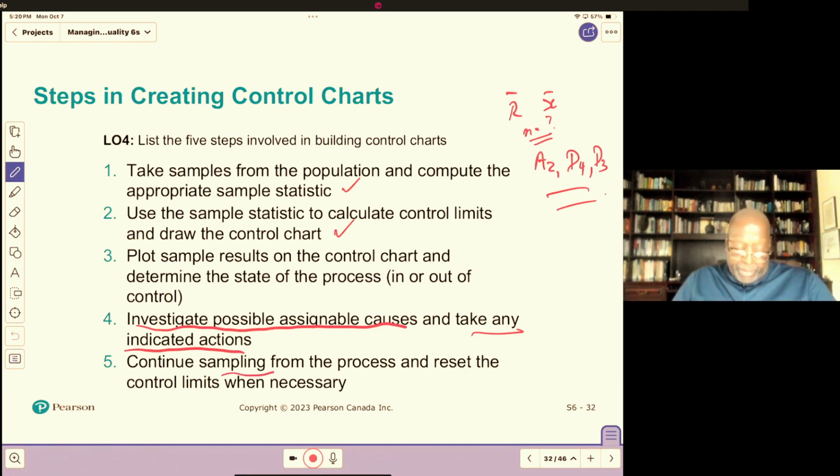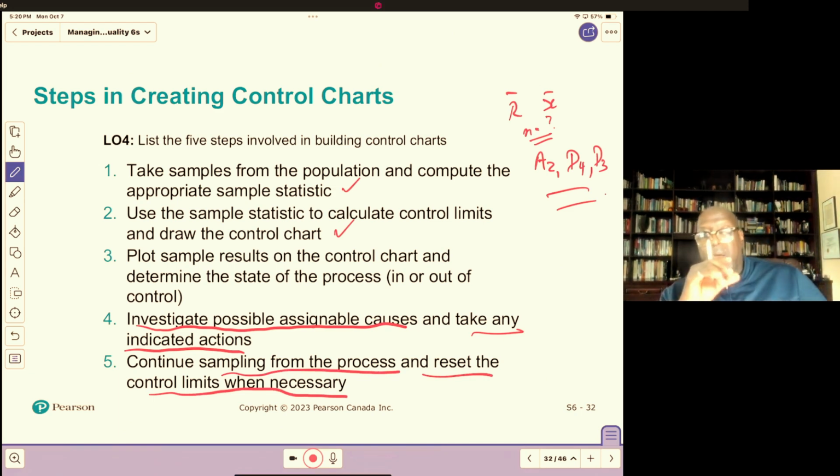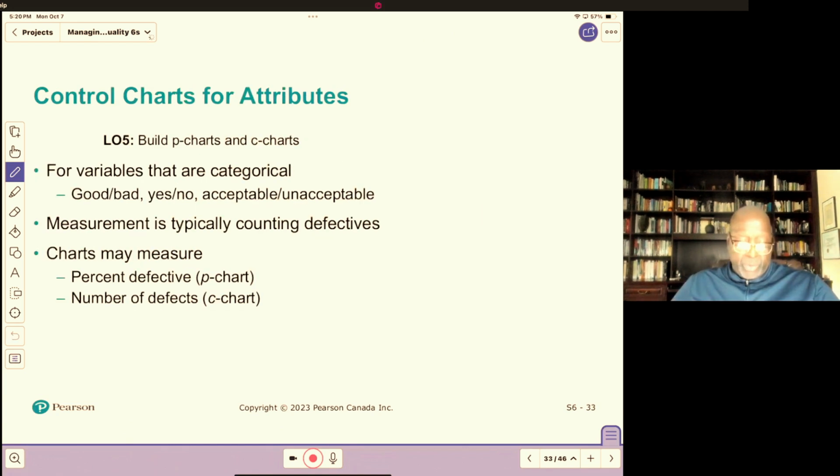Continue sampling from the process and reset the control limits when necessary. That means that after you fix the problem, you shouldn't see the same kind of data. Your process should have been improved, and so therefore you should be able to go back and check your mean and standard deviation, see if there are still cases where the process appeared to be out of control, find those causes and fix them. And then the process is iterative. You keep doing that until your process is truly stable.